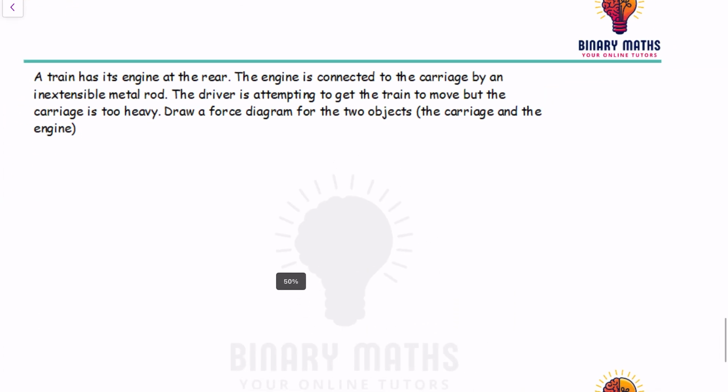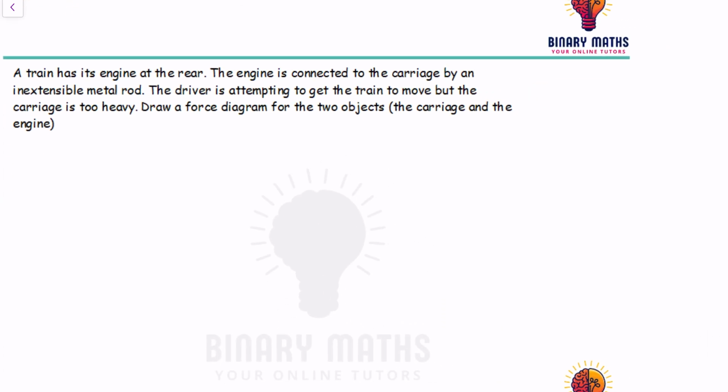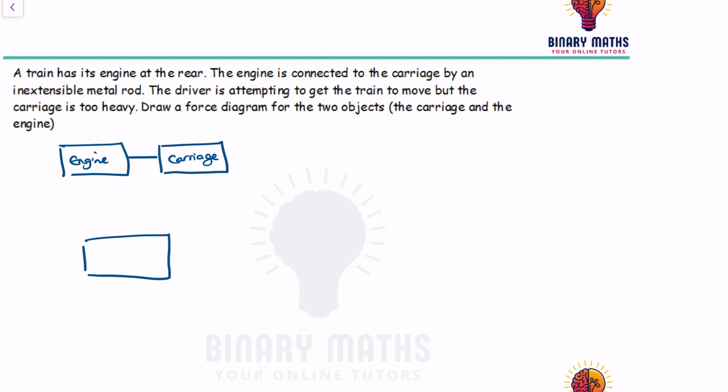Okay, next question. A train has its engine at the rear. So let's say engine here, at the back. The engine is connected to a carriage by an extensible metal rod. The driver is attempting to get the train to move, but the carriage is too heavy. Draw a force diagram for the two objects. Okay, so we have the engine, and the carriage.